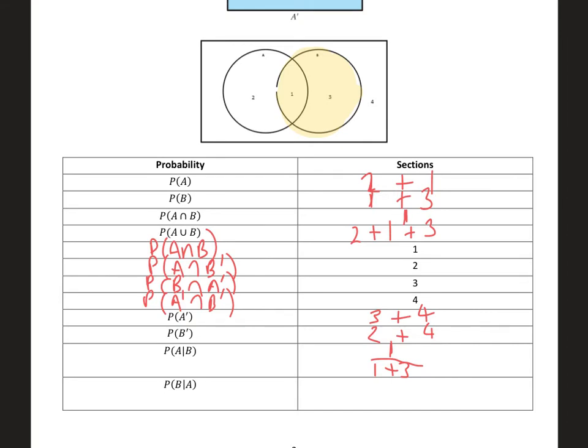And the probability of B, given that A has happened, well, given that A has happened, that means I'm looking at this circle now. So on the bottom of the fraction, I'd have 1 and 2. And out of those, what's the probability that B happens? Well, that's just 1. So it would be that probability there. So 1, 2, 3, and 4, they would represent probabilities, and I would just sub those into those little formulas.